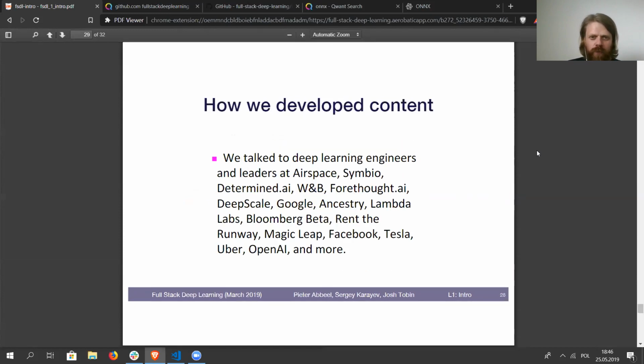So they talked to a lot of companies that do deep learning, and that's how they developed this course. I think that's quite interesting because you can hear what is actually being done by people that do deep learning. And they also talk a little bit about aspirations, about what in an ideal scenario you would do with deep learning.